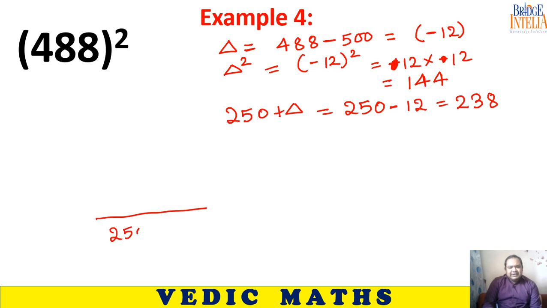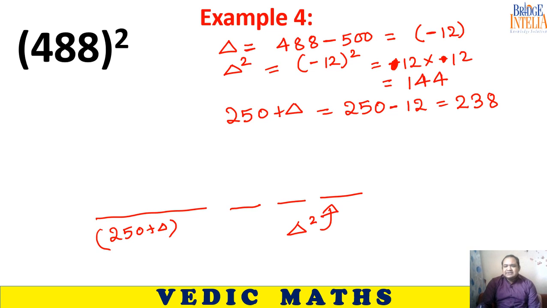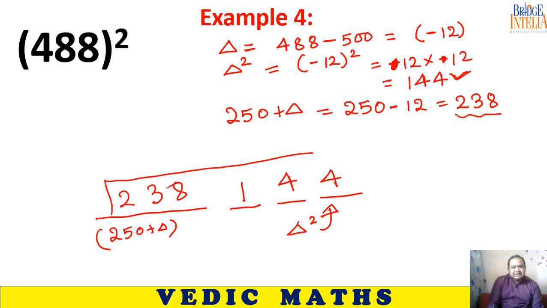You write 250 plus delta in part 1, and in part 2 there are 3 blank spaces where you have to write delta square. So delta square is equal to 144, so in these 3 blank spaces we write 144. In the first blank space we write 250 plus delta, so 250 minus 12, because delta is minus 12, which is 238. So this is the final answer, 238144.